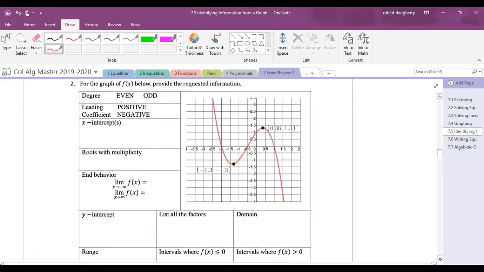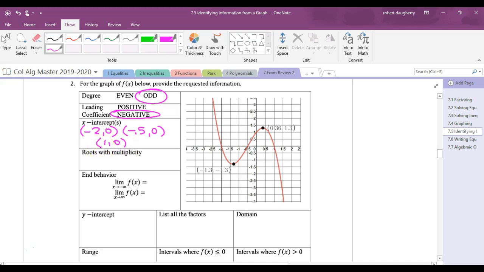Okay, continuing on with graphical information. This polynomial has to be an odd polynomial. It goes up on one end and down on the other. This leading coefficient has to be negative by the shape of that graph. What are the x-intercepts? Negative 2, 0. Negative 0.5, 0. And 1, 0.